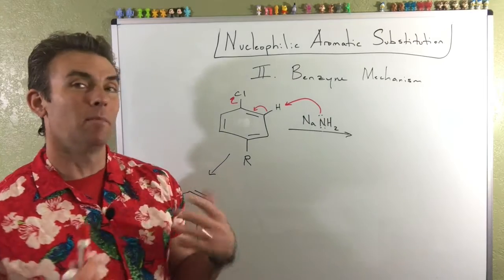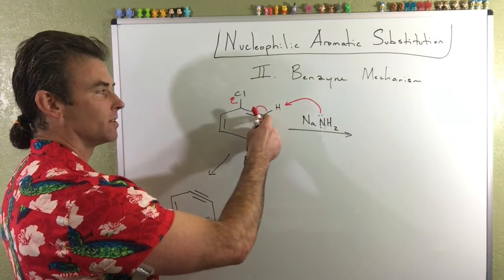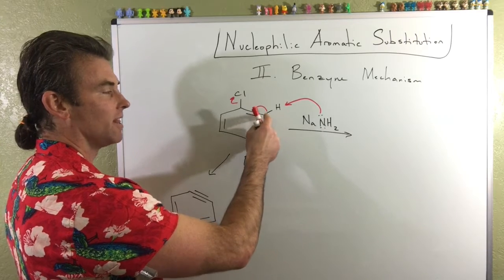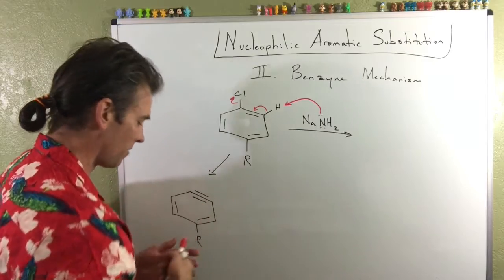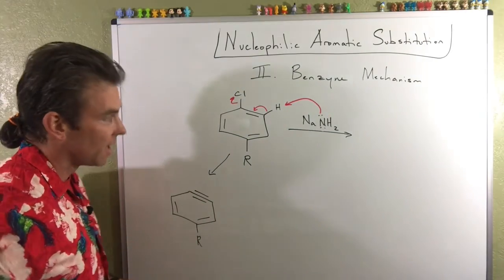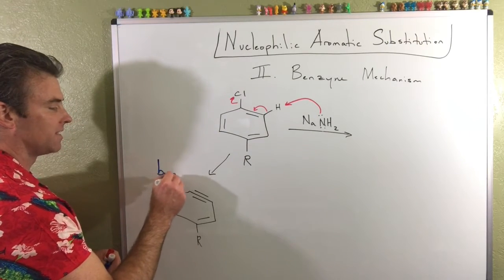And in your book, it most likely does this stepwise, where it rips off an H and puts a negative charge right there. And then in a future step, that lone pair of electrons comes down to form this thing, which, by the way, is called a benzyne intermediate. This is the benzyne.